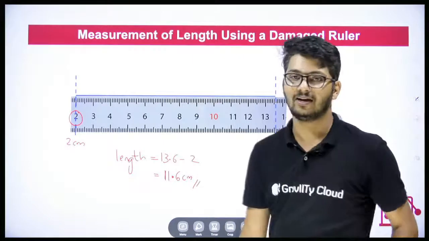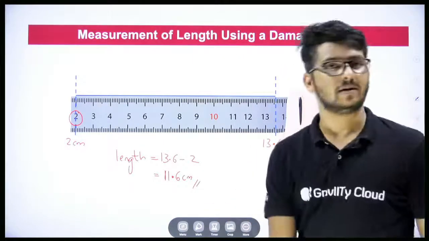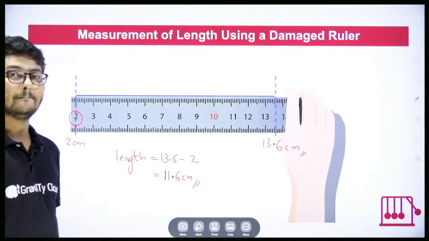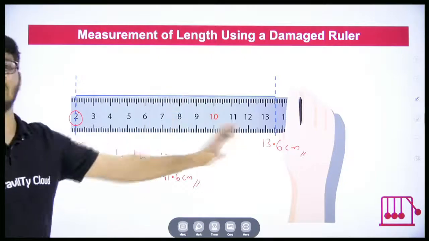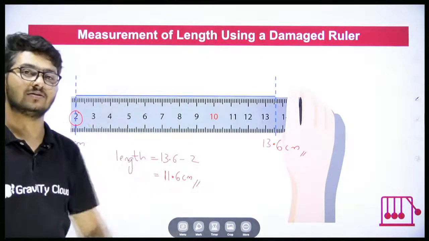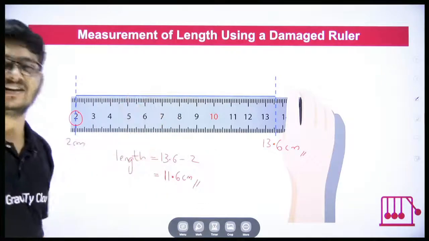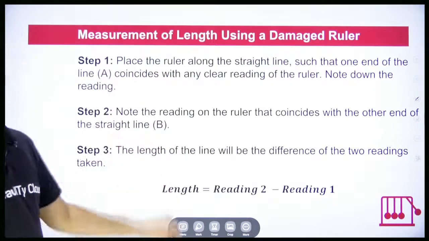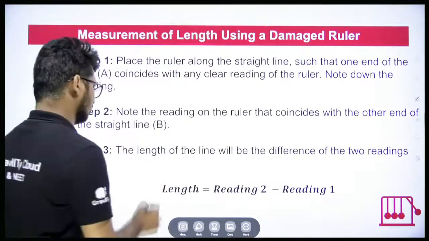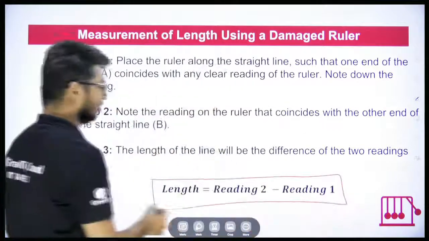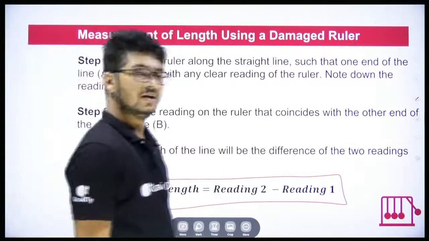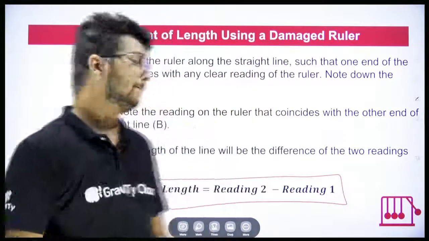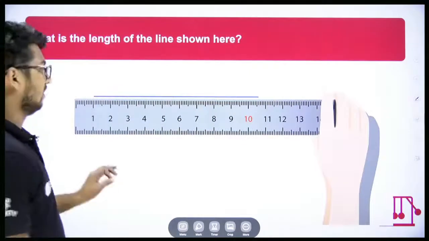See, we got the same length again. Right, so this method is applicable everywhere where you have a damaged ruler. You can use this. Good? Simple. Get the 2 readings at the 2 ends and subtract them. You will get your answer. You will get the length of the line. Good? Okay. So again the steps are given. Look at everything we discussed. You can go through them. Just look at this. Length is equal to reading 2 minus reading 1. That is, you have to subtract the reading at both the ends. Simple. Good? Okay.